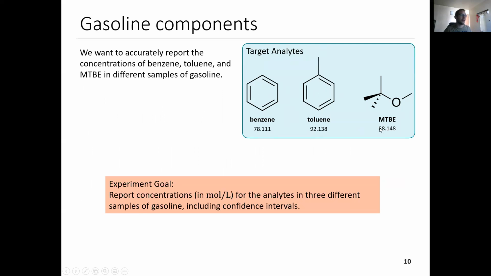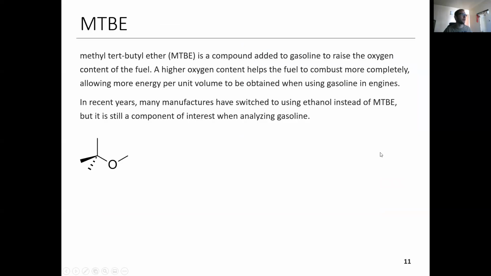These are their average atomic masses here. And our goal at the end is to report the concentrations, so molarity, of each of these different components in the 3 different gasoline samples, including some confidence intervals, hopefully. In order to do this, we actually have to do a lot of extra work to get to this point, and we need to make some calibration curves.